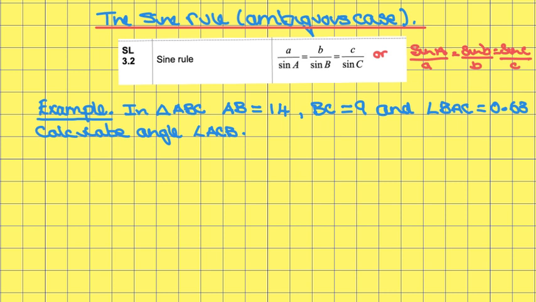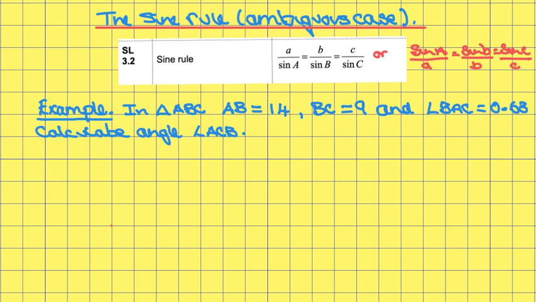So let's look at an example. In triangle ABC, AB is 14, BC is 9, and angle BAC is 0.63 radians. Calculate angle ACB. So the first thing you've got to do is draw yourself a diagram.